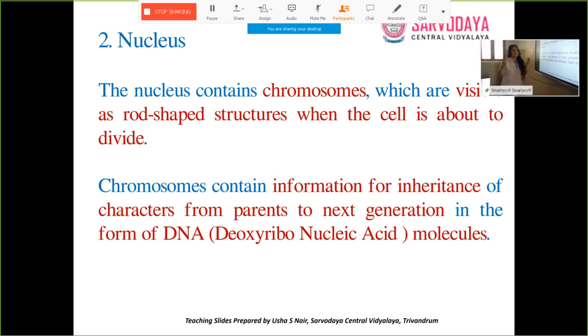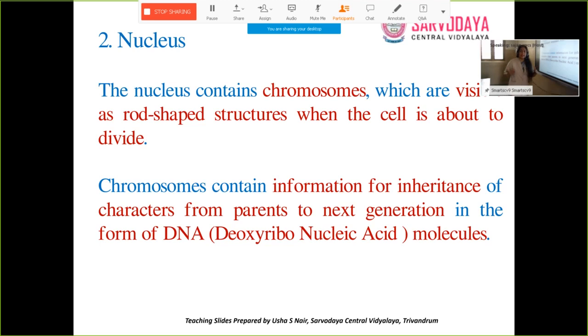So the nucleus contains chromosomes which are visible as rod-shaped structures when the cell is about to divide. We all know this. We have learned what is the use of that, and now we are going into a little more detail. Now, what does it contain? Chromosomes contain information for inheritance.